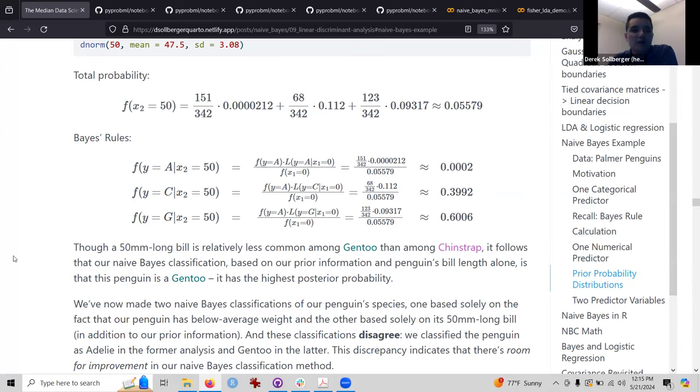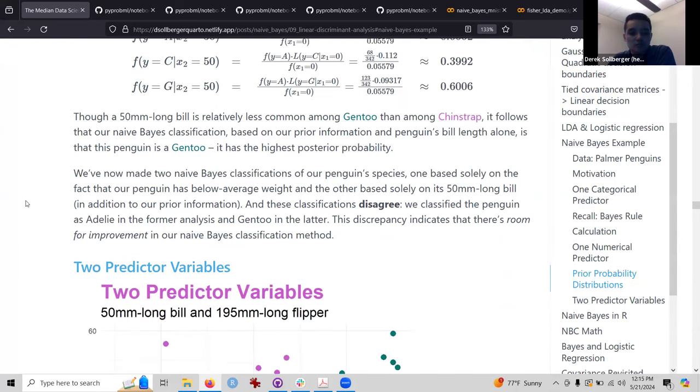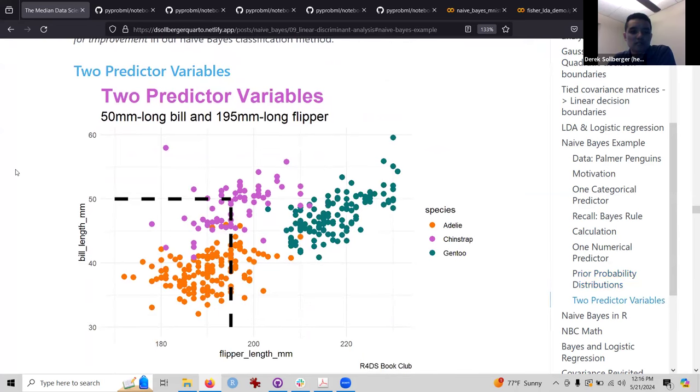So, oddly enough, in my first two examples here, one classified the penguin as Adelie, one classified the penguin as Gentoo. Of course, in the Palmer penguins data, there are more variables, so we can incorporate more variables. Moving right along, let's say we're looking at two numerical predictive variables. The dashed lines correspond to a 50 millimeter long bill and a 195 millimeter long flipper. In the two-dimensional scatter plot, try to get a sense of which species we're pointing at this time.